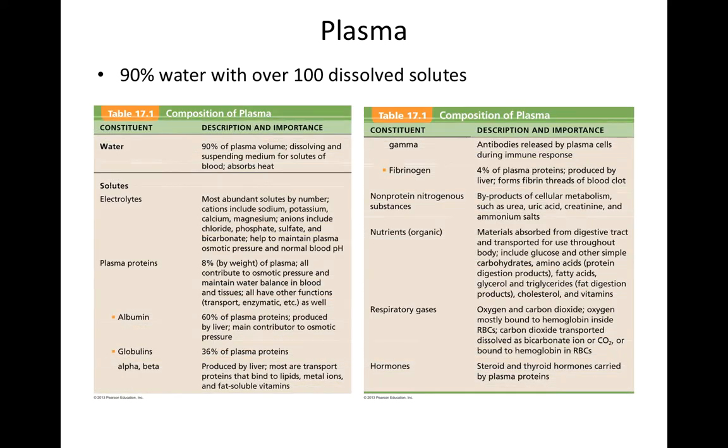All right, so let's talk plasma first. It's mostly water. Depending on what book you look at, you can get anywhere from about 90 to 95, maybe even 96% water. So the water component is obviously going to play a big role in terms of fluid volume and things like that. But there are over 100 different solutes dissolved in plasma that are going to give you the true functionality of it. So, in addition to our water, we've got our electrolytes.